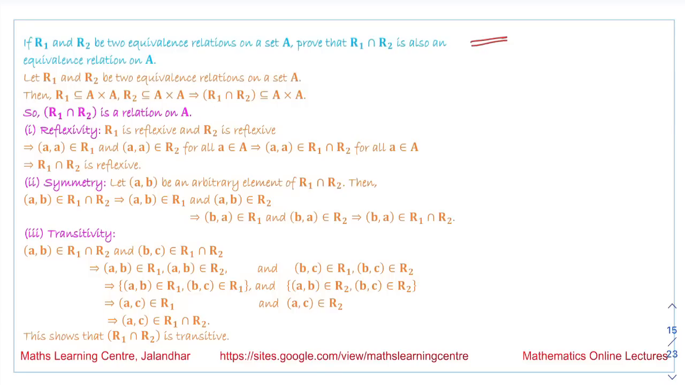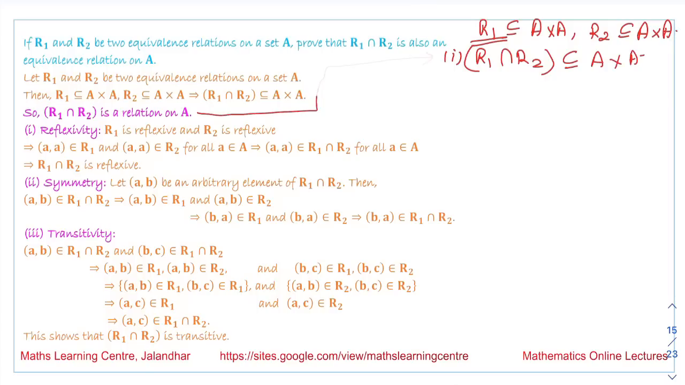Now suppose R1 is a subset of A cross A and R2 is a subset of A cross A. Then the first thing we have is that R1 intersection R2 will be a subset of A cross A, and this implies that R1 intersection R2 is a relation on A. The first thing we have proved is that this is a relation on A. Next we have to prove that if R1 and R2 are equivalence relations, then R1 intersection R2 is also an equivalence relation.